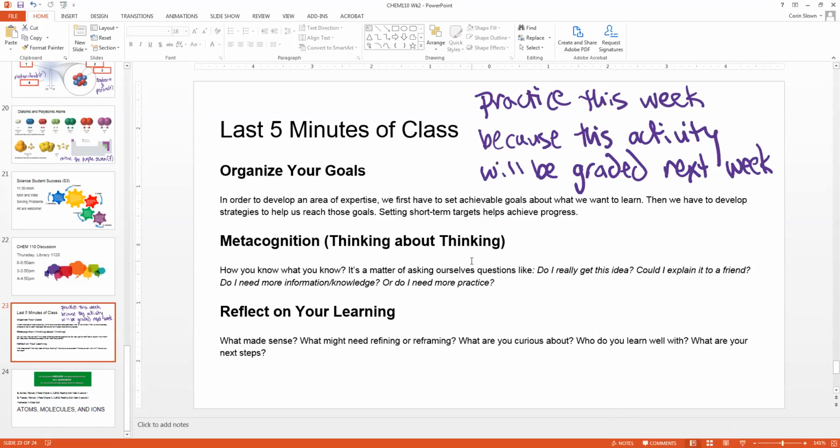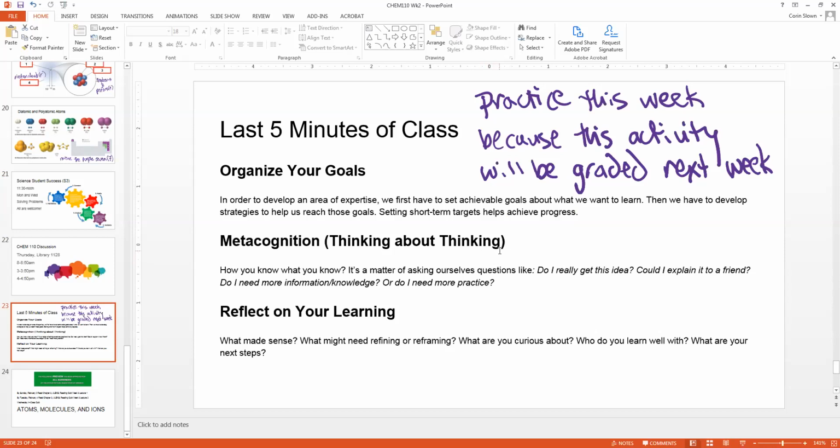For metacognition, this is thinking about thinking. So how do you know what you know? It's actually a matter of asking a question like, do I really get this idea? Could I explain it to a friend? Do I need more information or knowledge? Or do I need more practice? So metacognition is just taking the moment to stop and reflect on what you've learned so far.